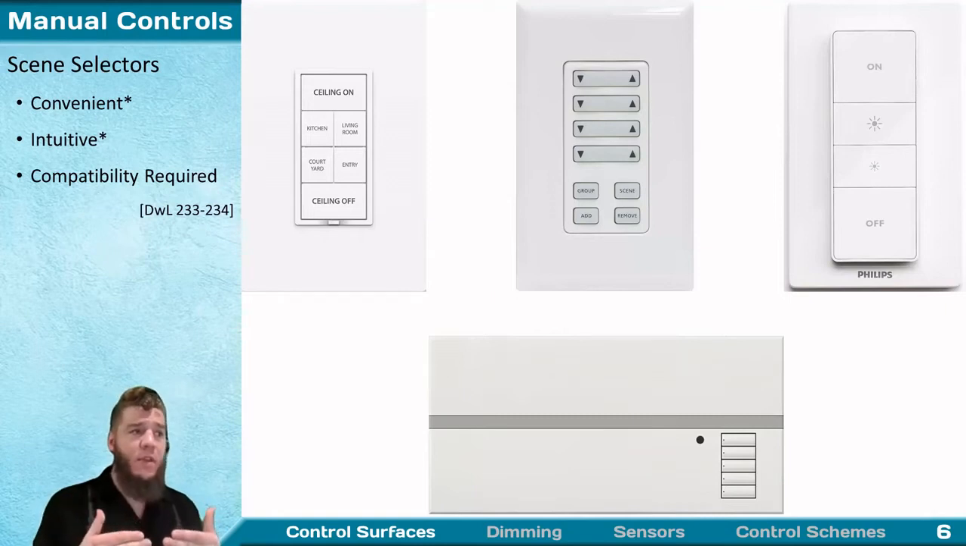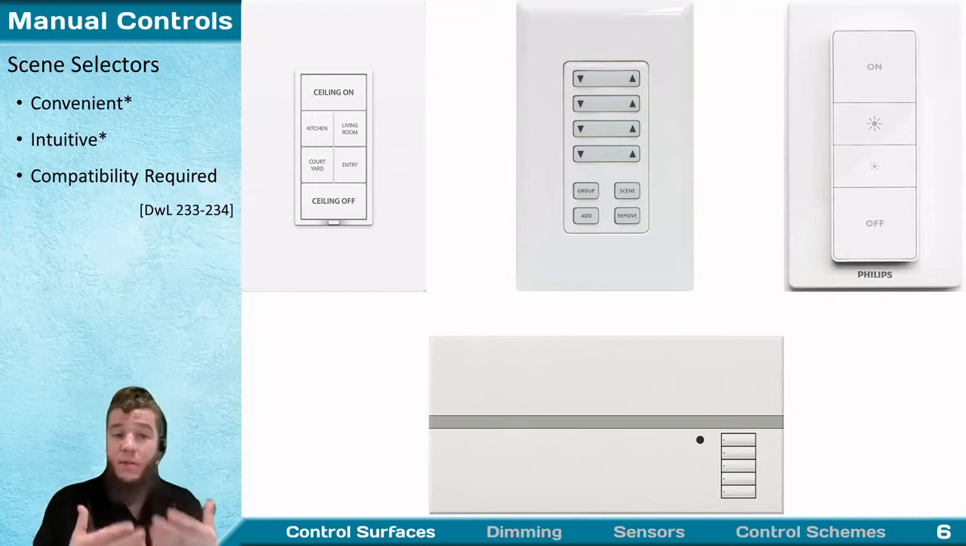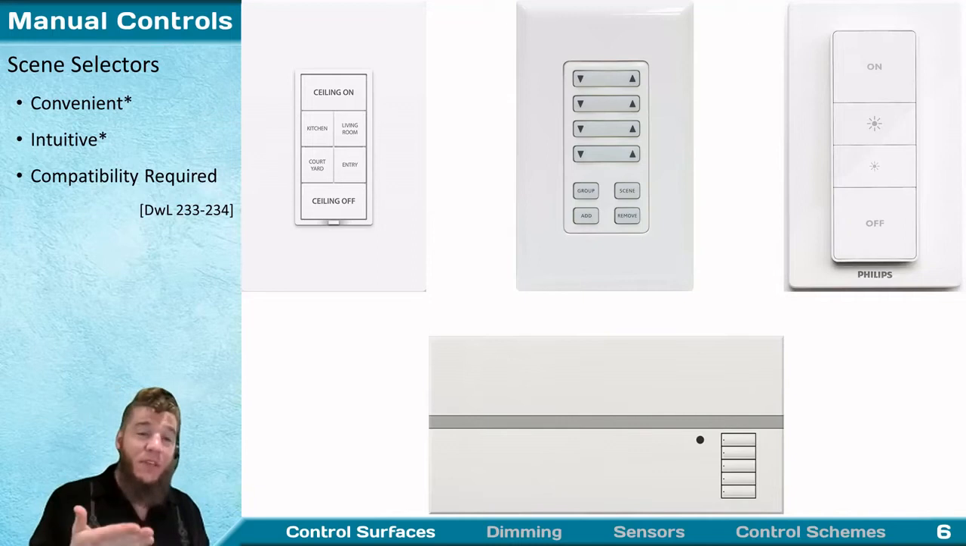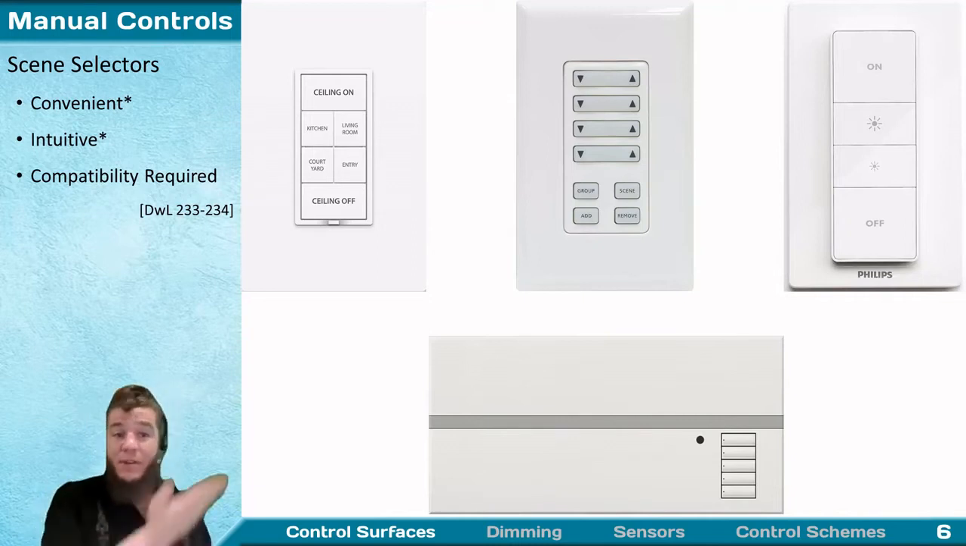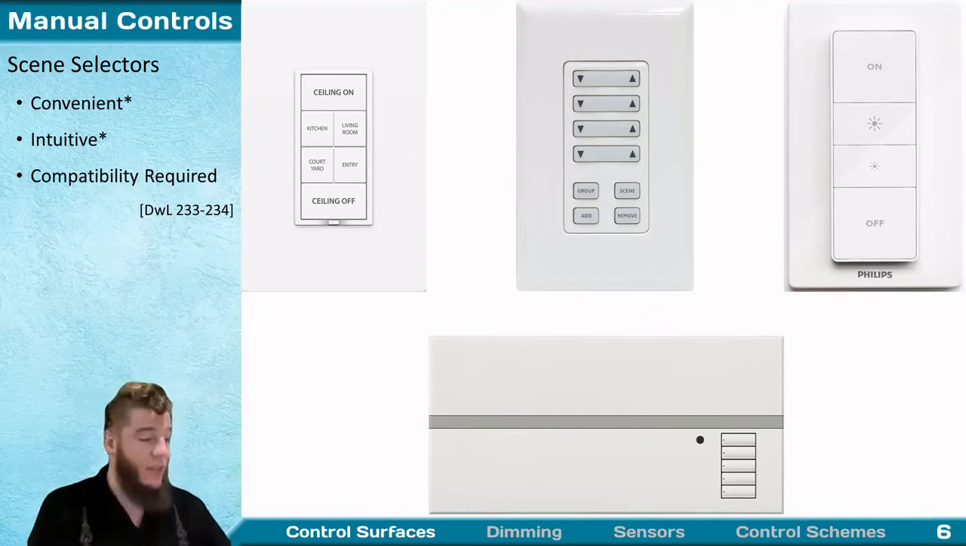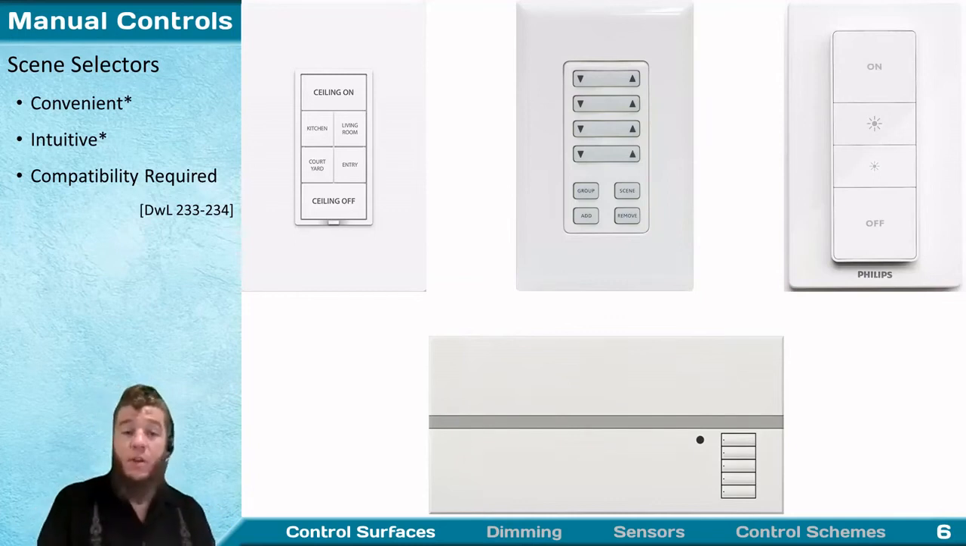So it is important to make sure that these scene selectors are set up in an intuitive and reasonable way, and that it's clearly labeled so that it's doing what you expect it's doing when you press the button. So you shouldn't ever press the ceiling off button up there and have the lights in the next room turn off. You'd be surprised how often that can happen when these things are poorly commissioned. And so commissioning matters when you're using scene controllers.